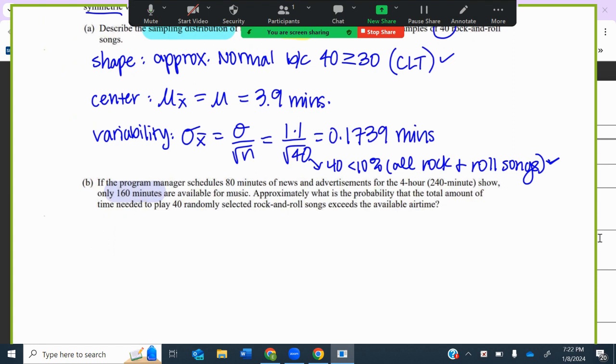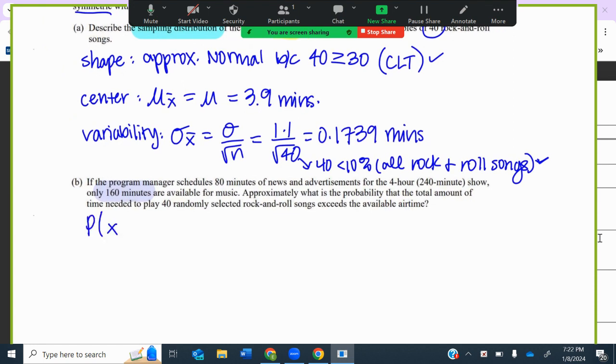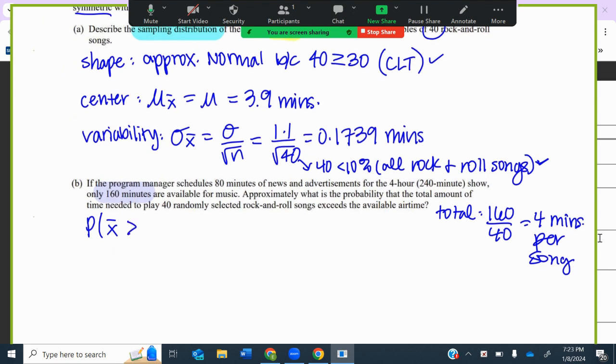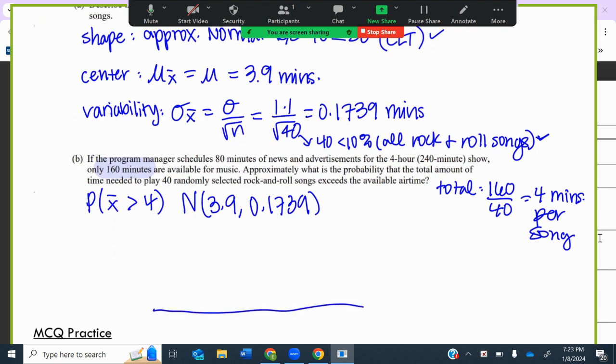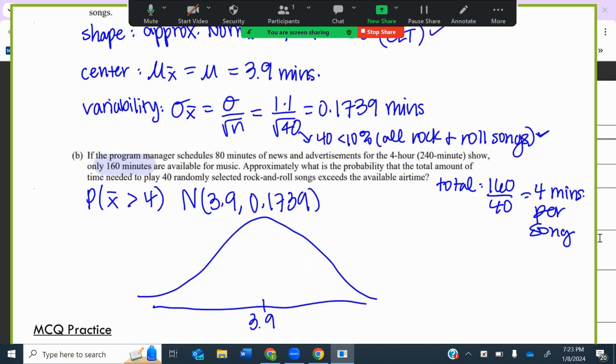Let's see, probability that the mean time, if I have a total of 160 and I'm going to play 40 songs, that means I can have 4 minutes per song on average. So I'm going to say X bar exceeds, that means it's more than 4. So we have our normal distribution. We have our mean of 3.9, standard deviation of 0.1739. We're going to draw the curve. We're going to label 3.9 in there, and then we're going to the NumWorks.